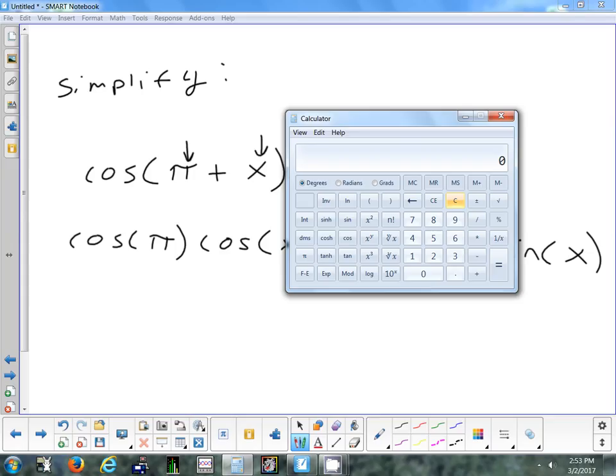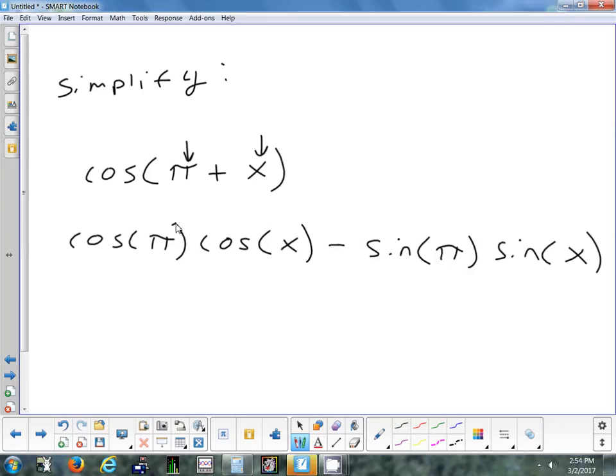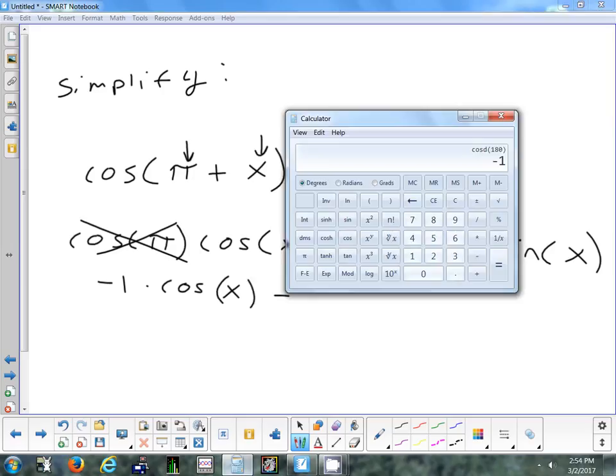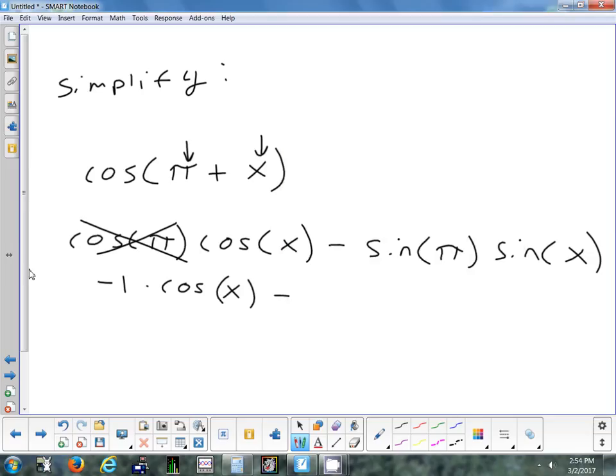90 would be pi over 2. 180, so we get negative 1, so let's cross that out, times cosine. And to do the sine of 180, we get 0. So I have 0 times, actually I'll just write it like this. So what I x'd out, I just substituted in two numbers for, because I calculated them.